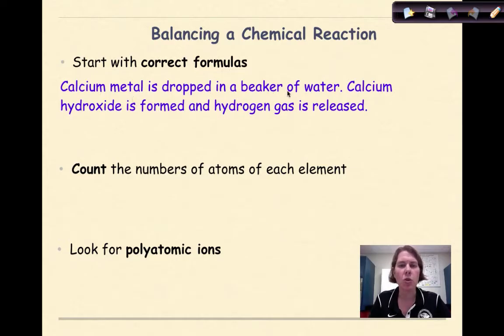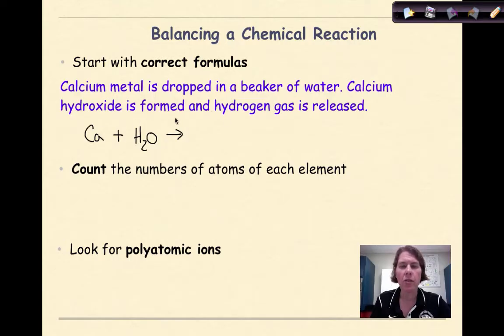Calcium metal is dropped into a beaker of water. Calcium hydroxide is formed and hydrogen gas is released. Let's see, what am I going to write here? So calcium metal, that's represented as Ca, so metal by itself, is dropped into a beaker of water. I'm going to say that's going to require a plus sign. I know the formula for water, H2O. Then it says calcium hydroxide is formed, which means I need an arrow because that's indicating that calcium hydroxide is a product, and hydrogen gas is released.